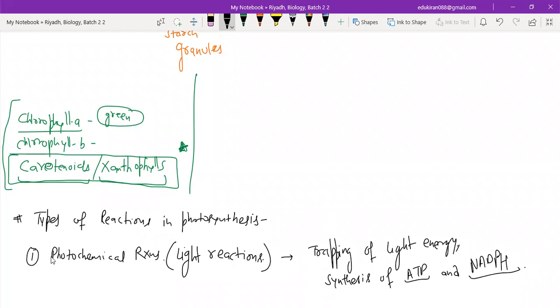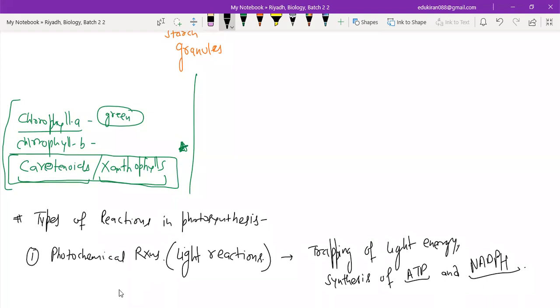So the first set of reactions, two kinds. This happens majorly during the daytime. When there is day and a lot of light you can gather, the photosynthetic machinery mostly does the photochemical reactions or the light reactions, where they trap as much light energy as they can and then they synthesize ATP and NADPH. Okay. Is it clear?